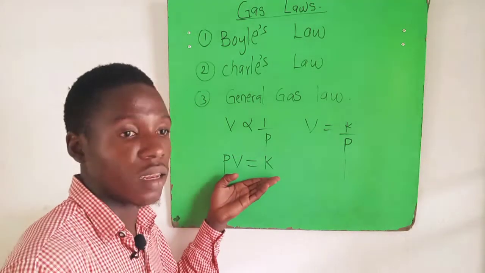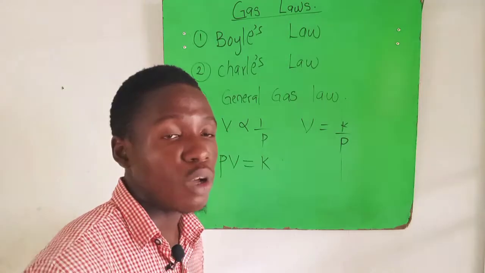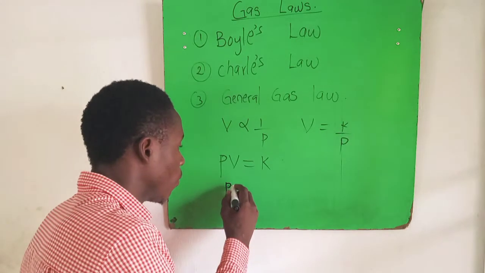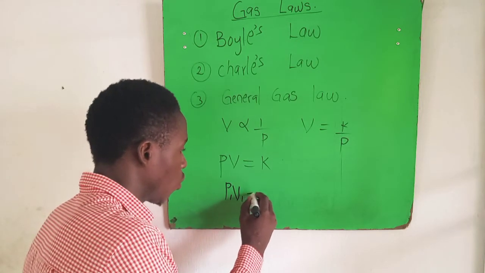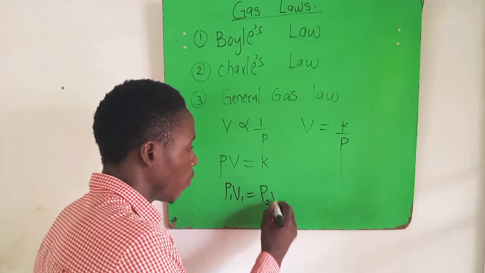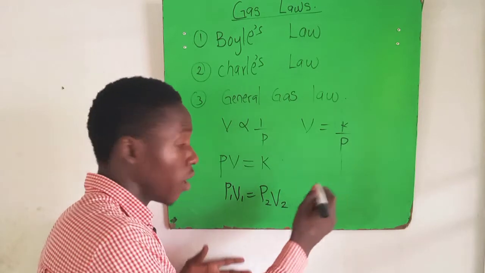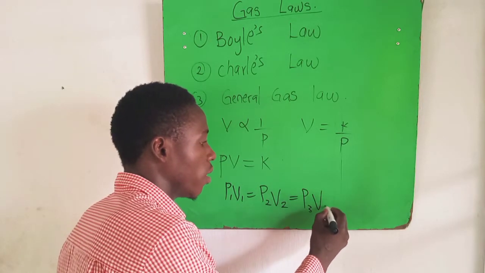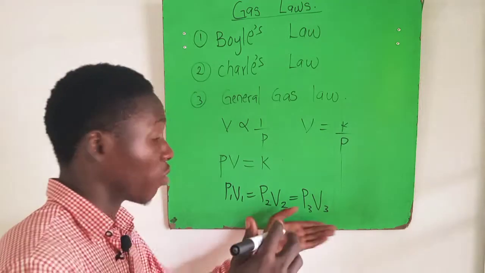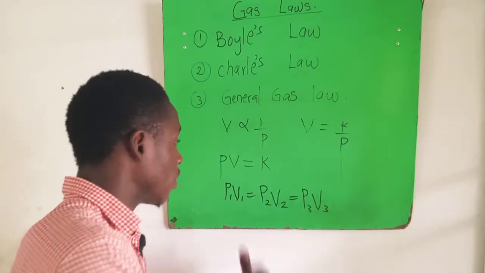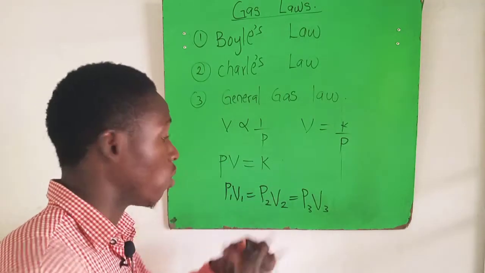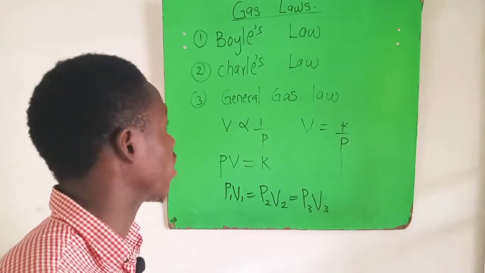For one case, right? Now for more than one state of the gas, we can have P1V1 equal to P2V2, and equal to P3V3, as the case may be. These are for three states of the gas. So if you have 10 states of the gas, the PV product will always be equal to a given constant. So this is the statement of Boyle's law.